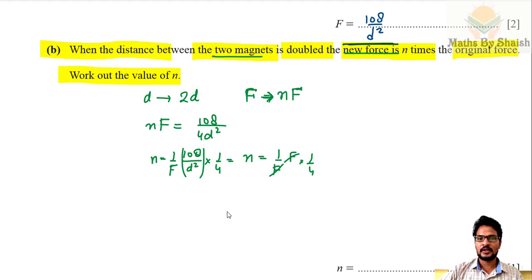F got cancelled and n value is 1 by 4. So this is one way. Otherwise we can cancel it in this way.